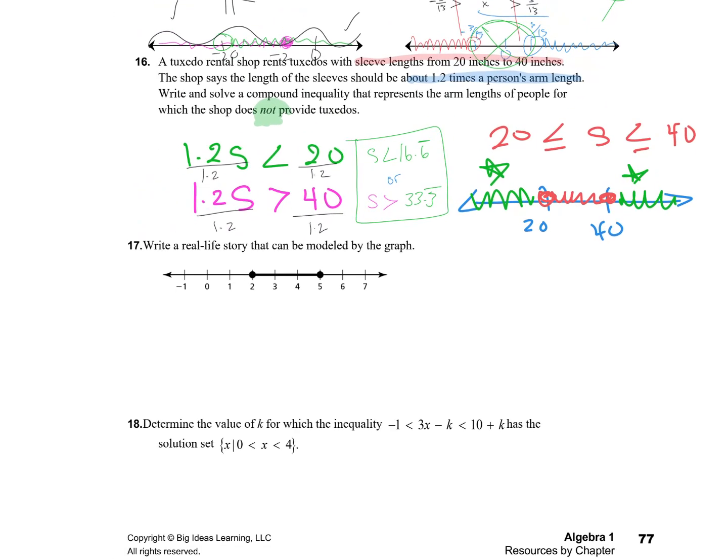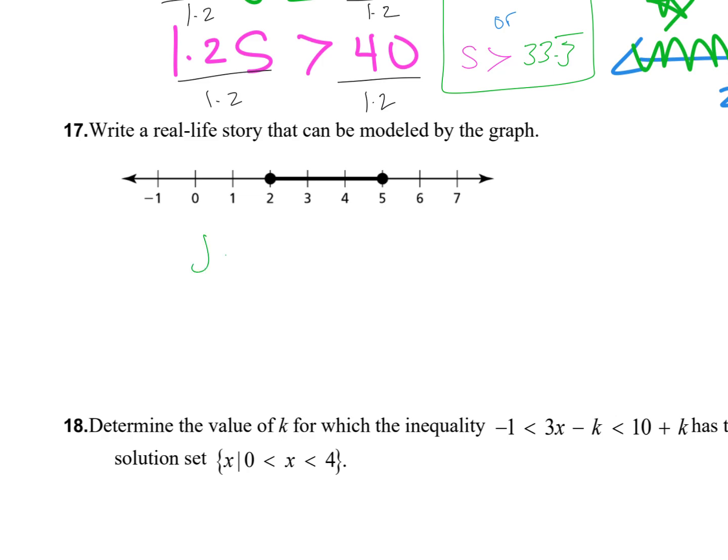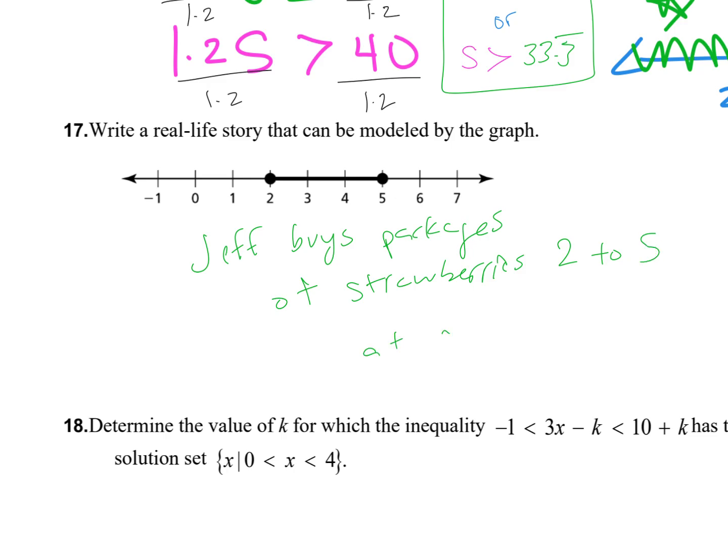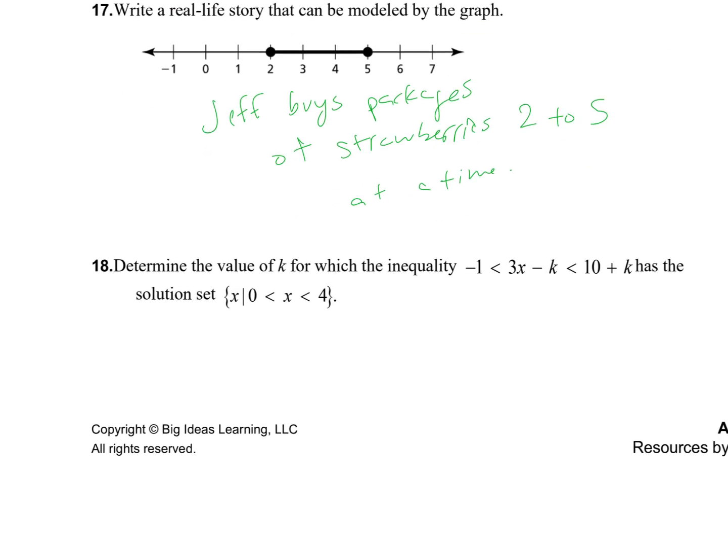Okay. Write a real life story that can be modeled by the graph. Jeff buys packages of strawberries 2 to 5 at a time. That's it. I mean, you don't have to get crazy. Jeff goes to the movies 2 to 5 times a week. You get the idea? Determine a value of k.